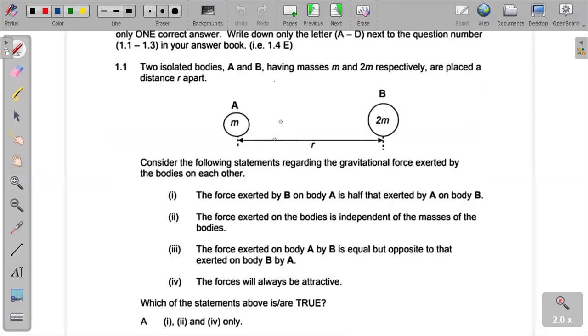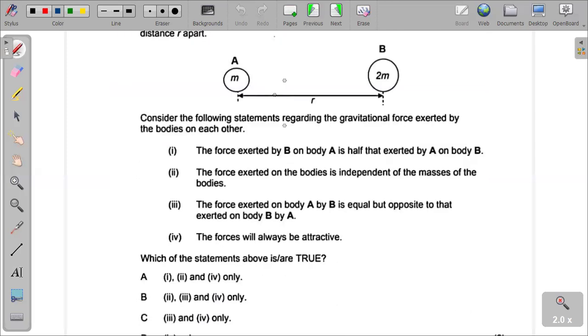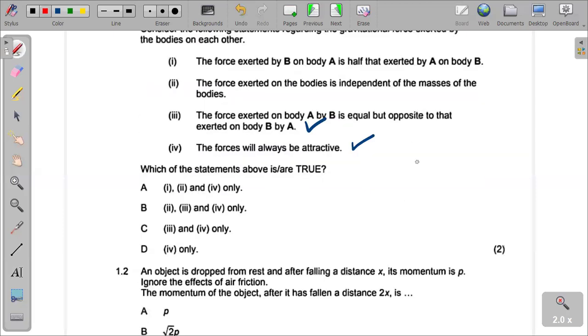Item 3 is saying the force exerted on body A by body B is equal but opposite to that exerted on body B by body A. This is correct, right? And then item 4, the forces will always be attractive. That's very true according to the law of universal gravitation. They are always attractive, right? So the correct answer therefore is item 3 and item 4 only, which is C. That becomes our answer. So for 1.1, it's C, right?